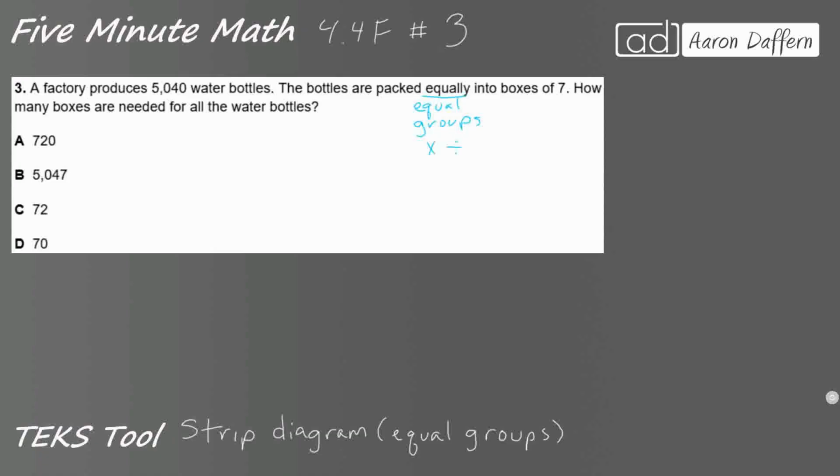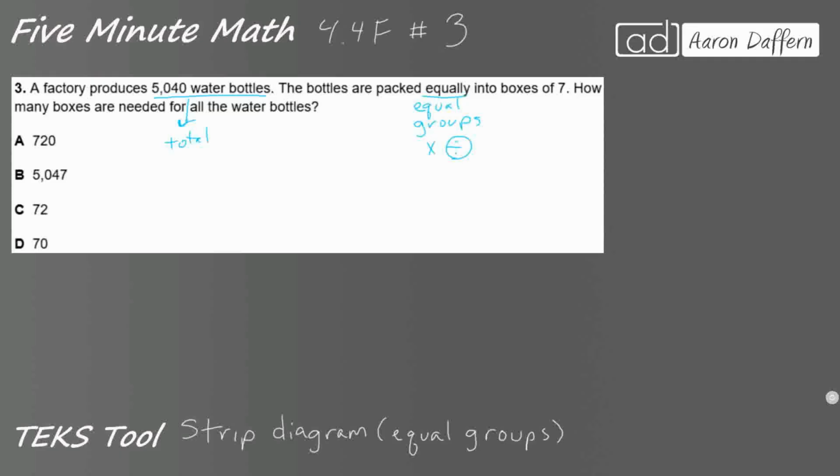The factory produces 5,040 water bottles. That's our total because we're not going to get any more. So when they give you the total, that lets you know that we are going to be dividing because we have the total and we're going to either be looking for the number of groups or the number in each group. The only other number they give us is 7.